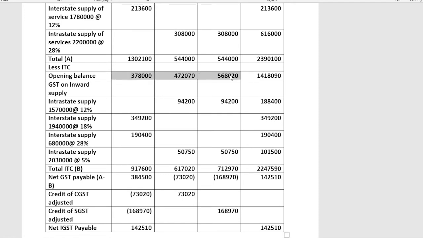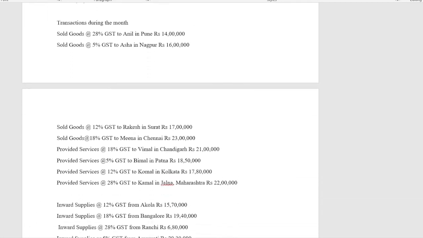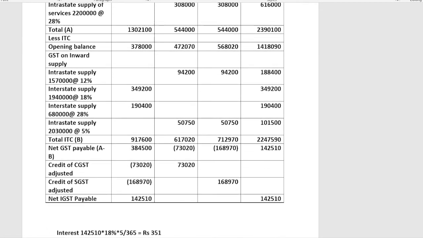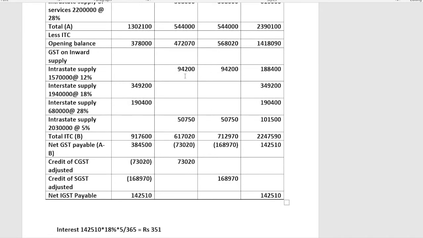This is the opening balance, and then Mr. Kalpesh has purchased and paid the GST on some inward supplies. So on that he will get the input tax credit. For intrastate purchases you get CGST and SGST credit, and for interstate purchases you get IGST credit. So the credit along with the opening balance is, for the IGST, 9,17,600, for CGST and SGST 6,17,020 and 7,12,970.